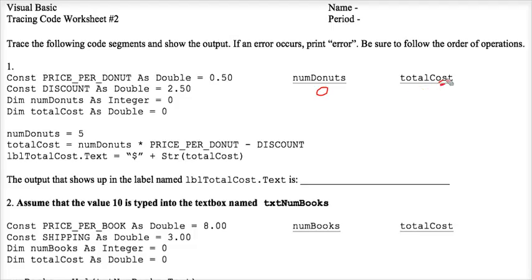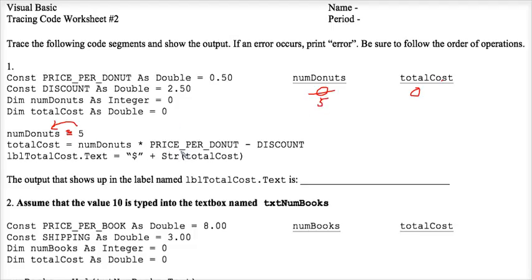Okay, the next line of code, numDonuts equals 5. Well, that just means that the value 5 is being assigned into the variable numDonuts. Assignment statements, that is statements with equal symbols, always work from right to left. The 5 overwrites what used to be in numDonuts, and you should always put a single slash through the old value, and the new value 5 goes below it.